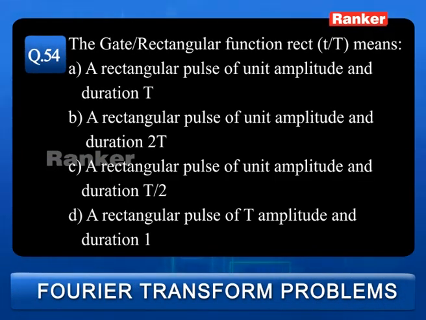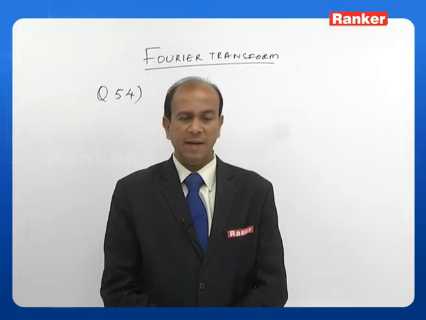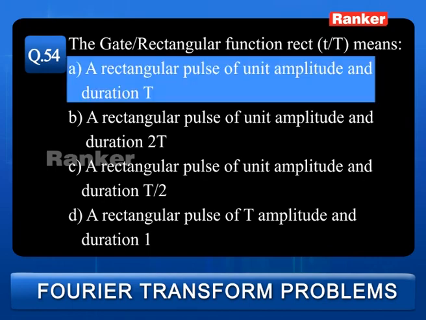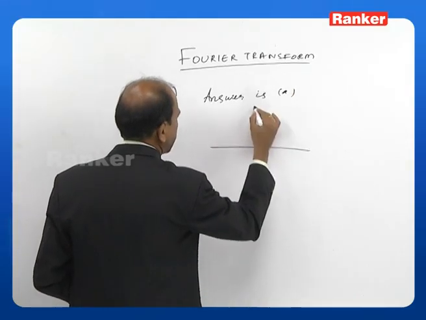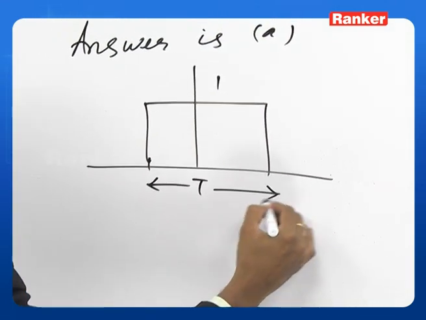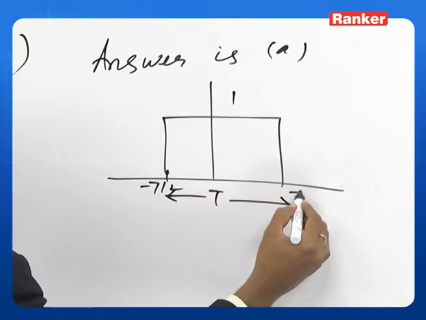The 54th question is as follows. The gate or rectangular function, rect of t by t, means A, a rectangular pulse of unit amplitude and duration t, B, a rectangular pulse of unit amplitude and duration 2t, C, a rectangular pulse of unit amplitude and duration t by 2, or D, a rectangular pulse of t amplitude and duration 1. The answer is A. It is a rectangular pulse of unit amplitude and duration t. So it will be a rectangular function with unit amplitude, and it exists from minus t by 2 to plus t by 2.